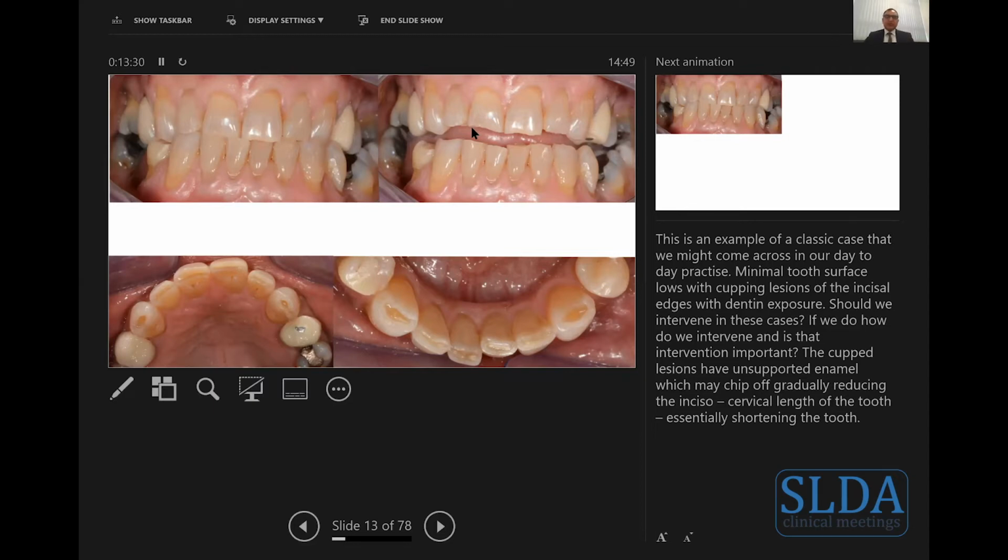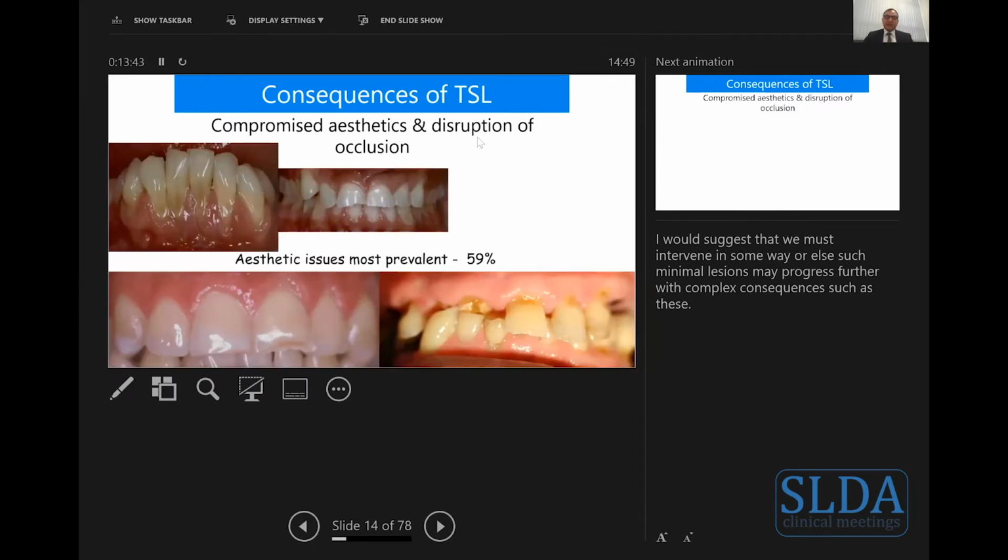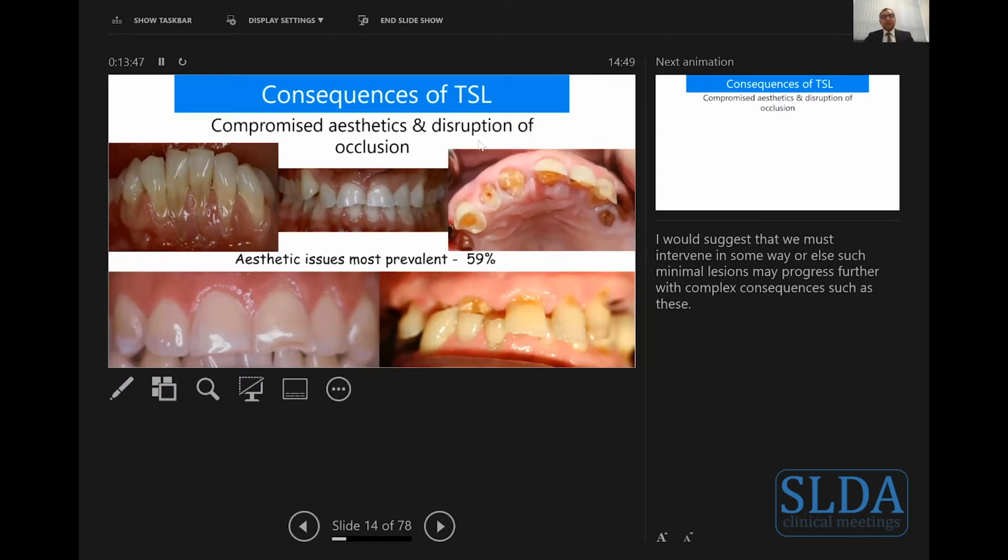So to the question, should we intervene? Yes, definitely we should intervene. We should do something for these cases. But the question is, how do we intervene in these minimally involved tooth wear cases? The reason why I say we should intervene is because these are the cases that can progress to cause problems for the patients, consequences that can be quite challenging to the profession as well, the dentist, the clinician as well. You can see how this tooth is shortening because the unsupported enamel is chipping away gradually because nothing is being done about the ongoing tooth surface loss process that happens.